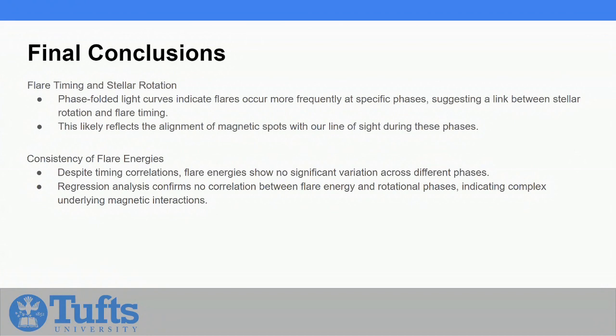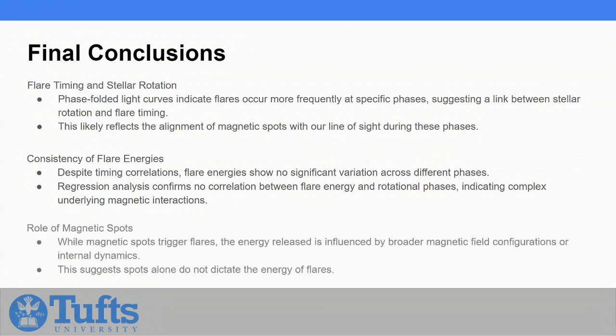The regression analysis across datasets for TICs 2204, 9097, 307, 956, 653, and 389051009 shows no significant variation in flare energy that correlates with the rotation phases. This implies that the energy released during flares is influenced by broader or more complex magnetic interactions that are not solely dependent on the position of spots.